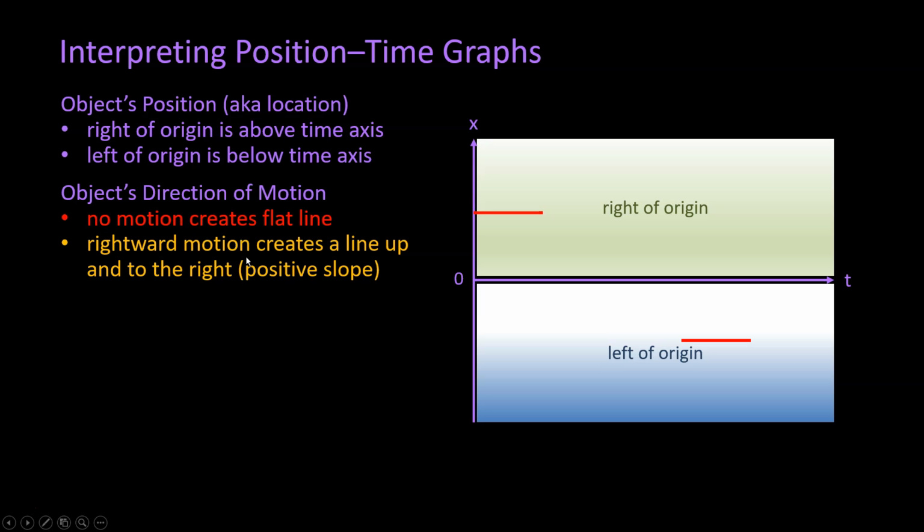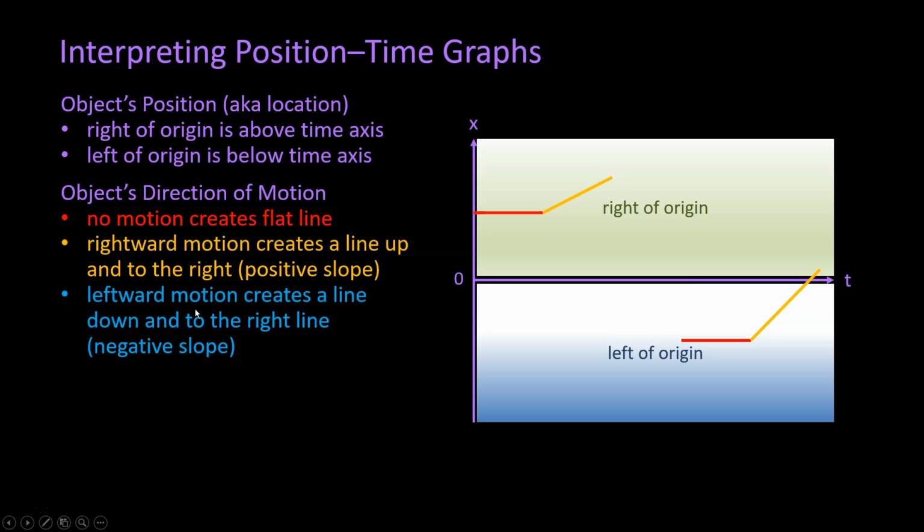Next, rightward motion creates a line up and to the right, or a positive slope, as we have in these two areas. And the reason for that is, again, if we're moving in the positive direction, we're going to have a change in our y-coordinate, and it's going to be a change away from the time axis in the upward direction. So rightward motion is a line going up and to the right.